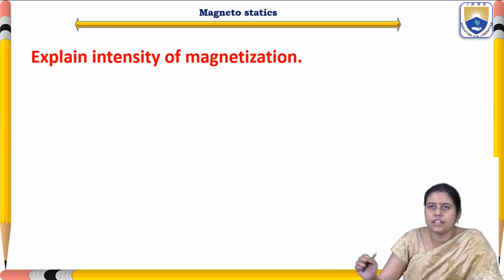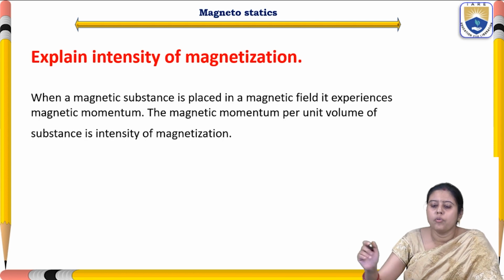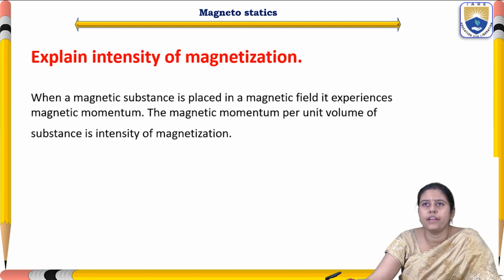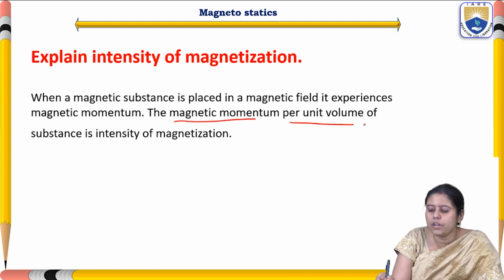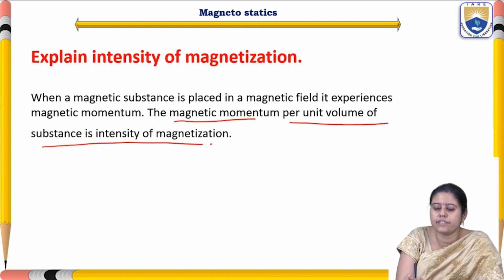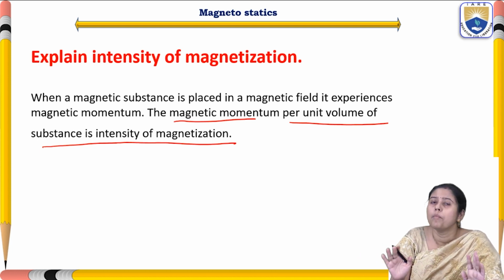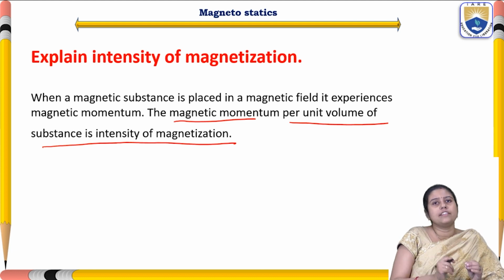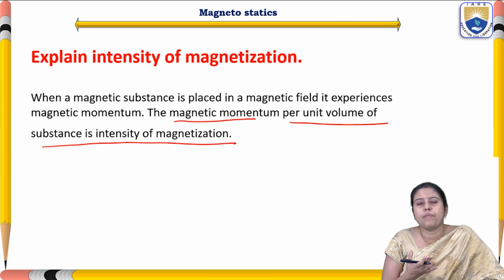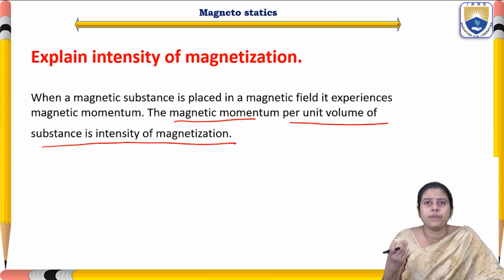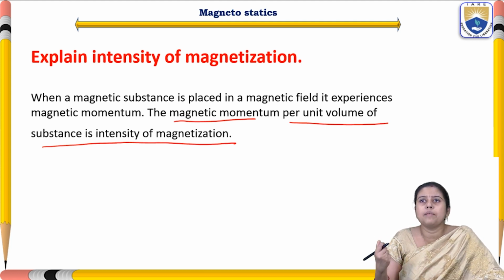Explain the intensity of magnetization. When a magnetic substance is placed in a magnetic field, it experiences a magnetic moment. The magnetic moment per unit volume of the substance is known as the intensity of magnetization, not the magnetic field intensity. Both are totally different. Magnetic field intensity is H, and H is equal to Ni by L, the property of any field to exert some force. But what is the magnetization?